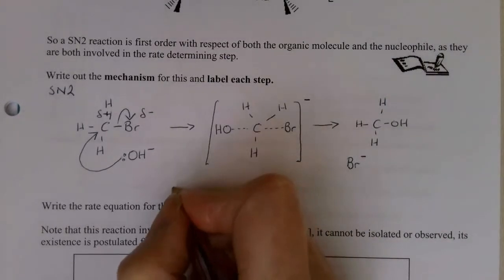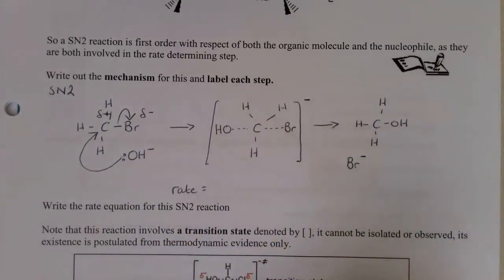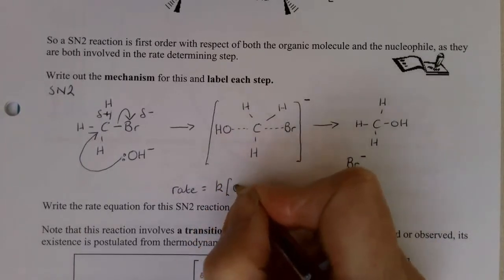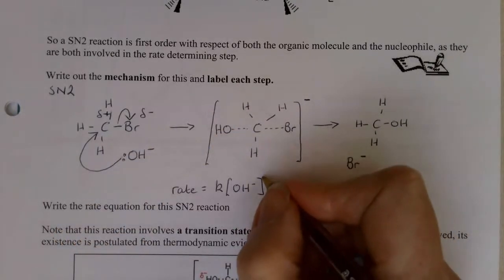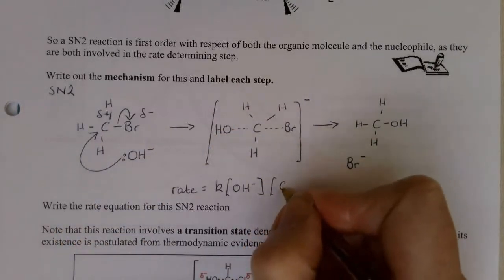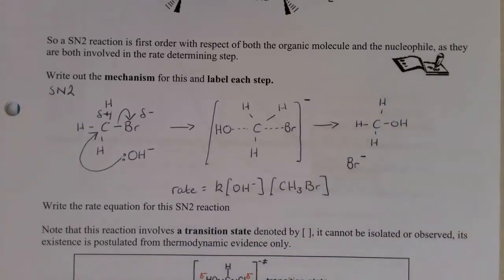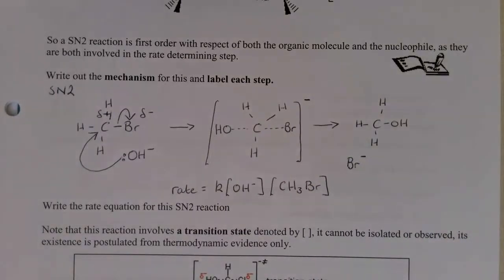So the rate equation for this reaction: this only actually happens in one step. This is an elementary reaction. So the rate is the rate constant k times the concentration of the OH negative, and there's one of these in this step, so it's raised to the power 1, and one of my halogenoalkane, also raised to the power 1. So this is an SN2 mechanism. Why? Because it has two species in the rate determining step.